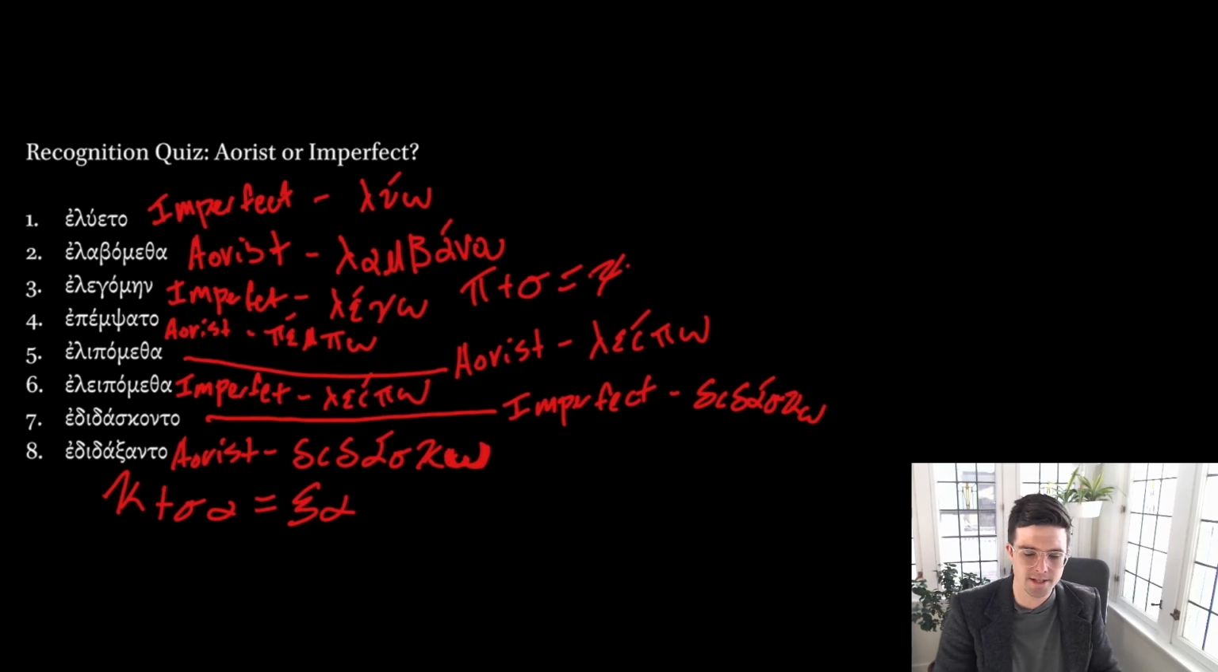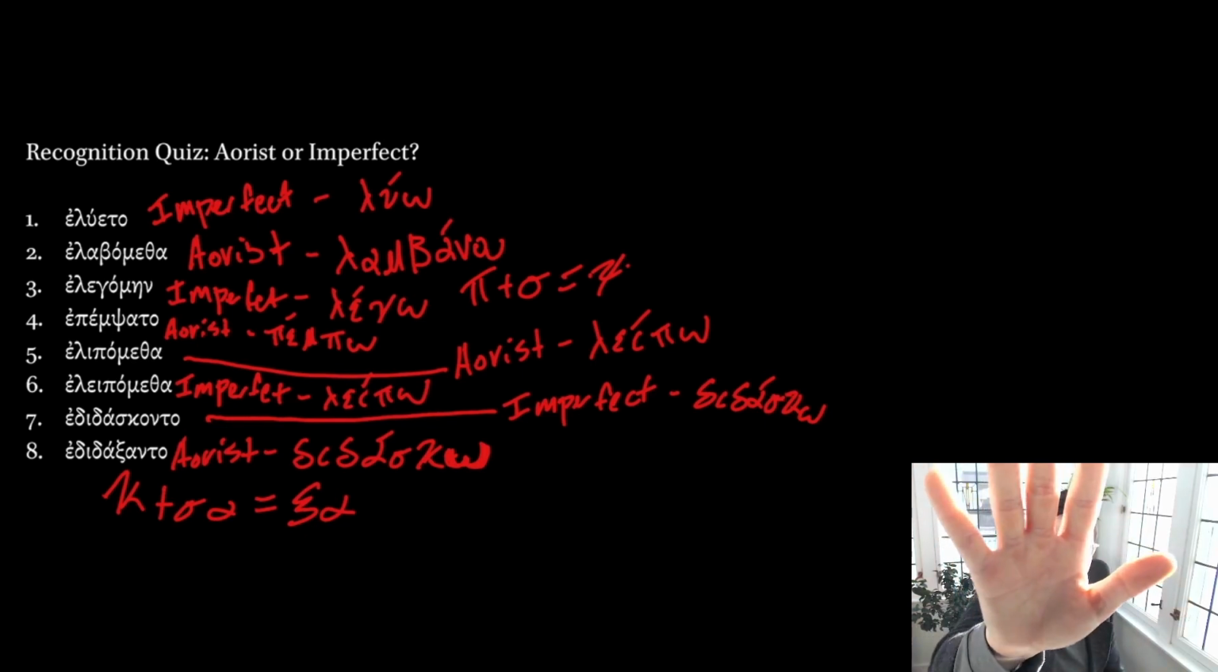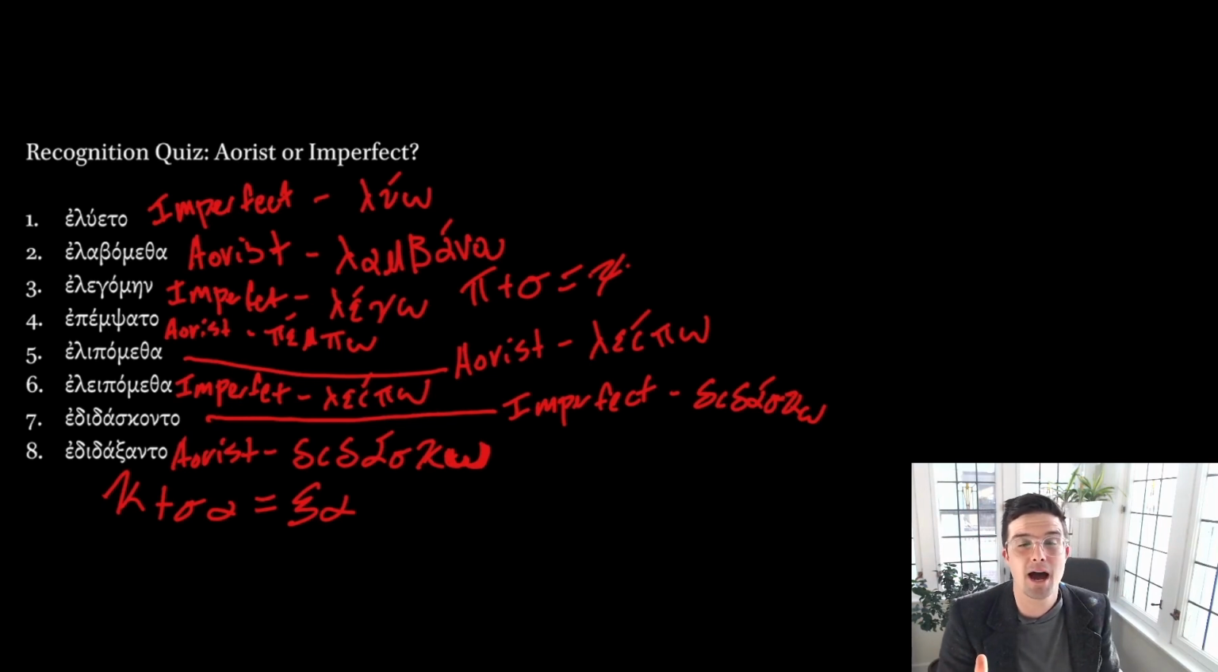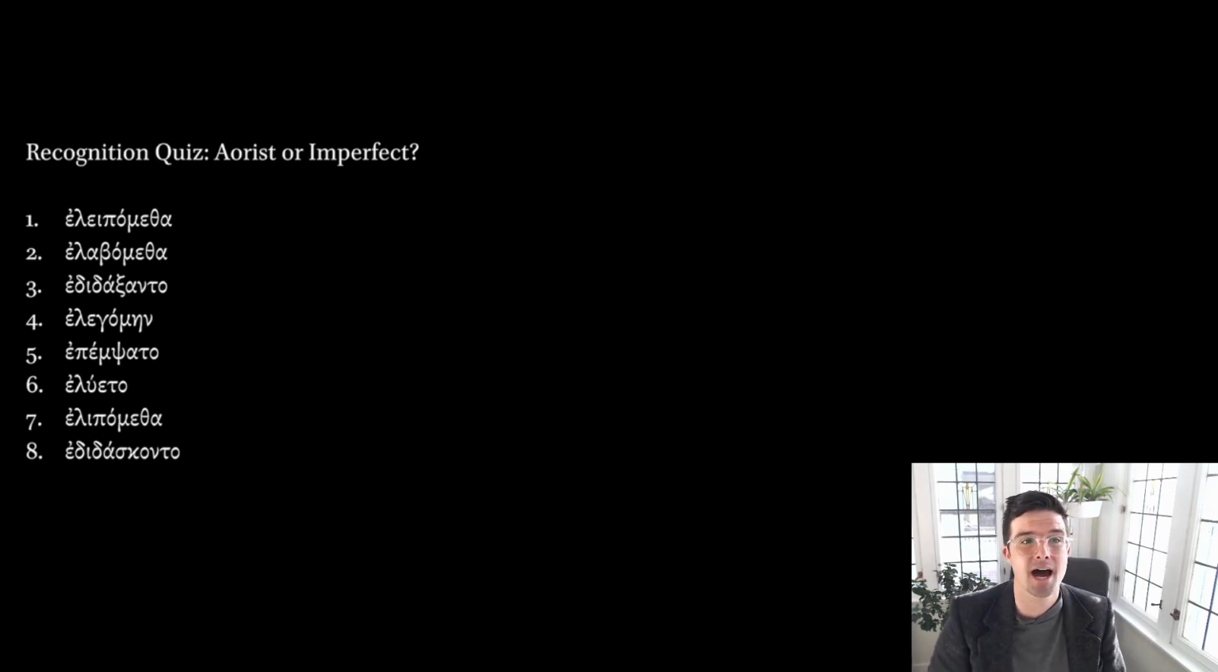So there are the answers. If you got them all right, go ahead and high five. 1, 2, 3, high five. If not, we're going to have another opportunity. And even if you got them all right, I encourage you to do it again. From memory, it should go a little bit quicker, just having mixed up the order of the words. So go ahead, number 1 through 8, and once again, pause the lecture and identify whether we have an imperfect middle or passive or an aorist middle.